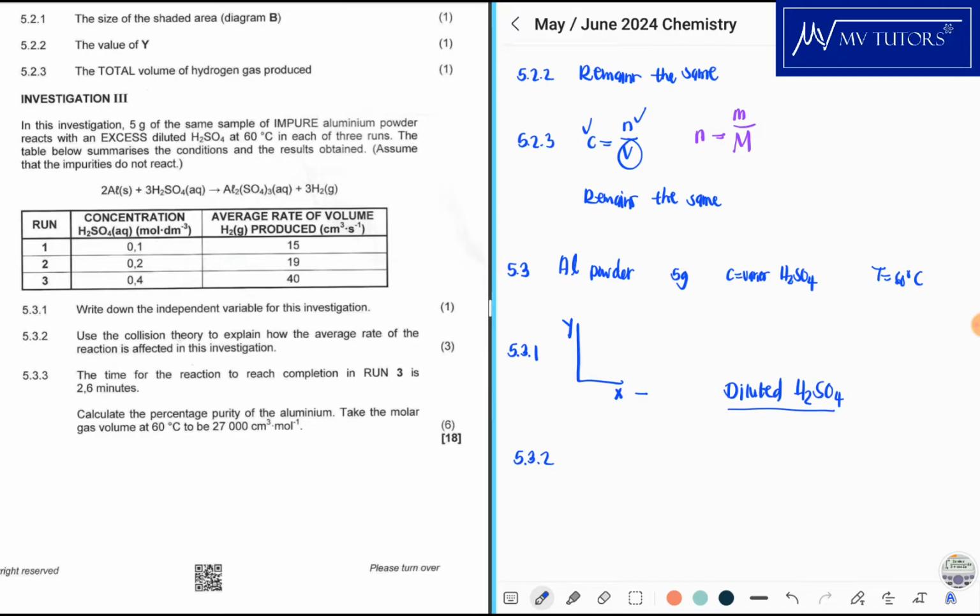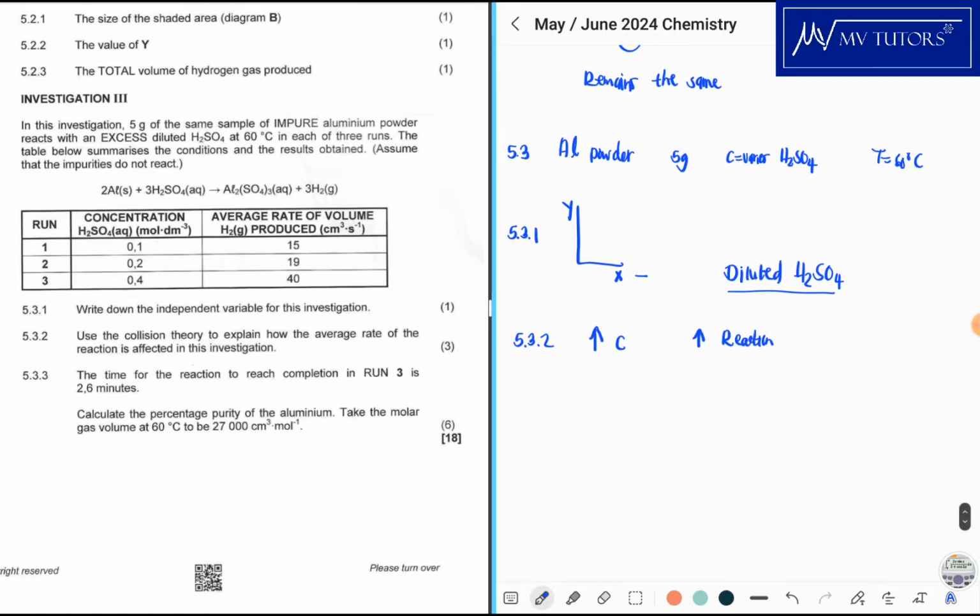5.3.2, use the collision theory to explain how the average rate of the reaction is affected in this reaction. What we are seeing here is when we increase our concentration, the reaction rate also increases. And why is that? An increase in concentration, remember concentration is number of moles over volume, so we are increasing the number of particles in a particular space.